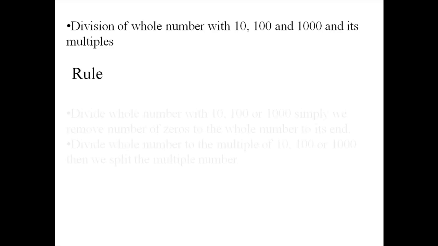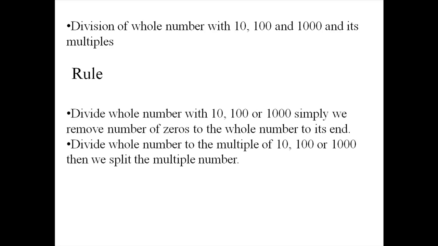Second, I am going to describe the division of a whole number with 10, 100 and 1000 and also its multiples. Rule: divide a whole number by 10, 100 or 1000. We simply remove that number of 0s from the end of the whole number. Divide a whole number by a multiple of 10, 100 or 1000. Then we split the multiple and do the same process as above.